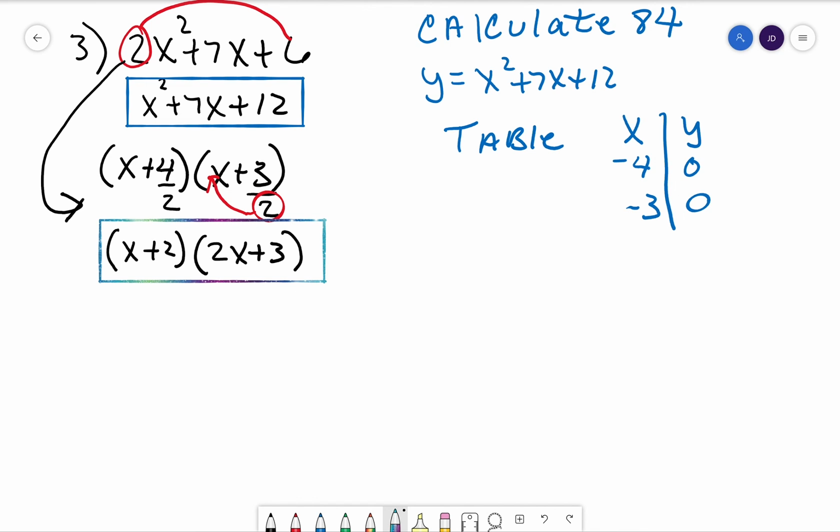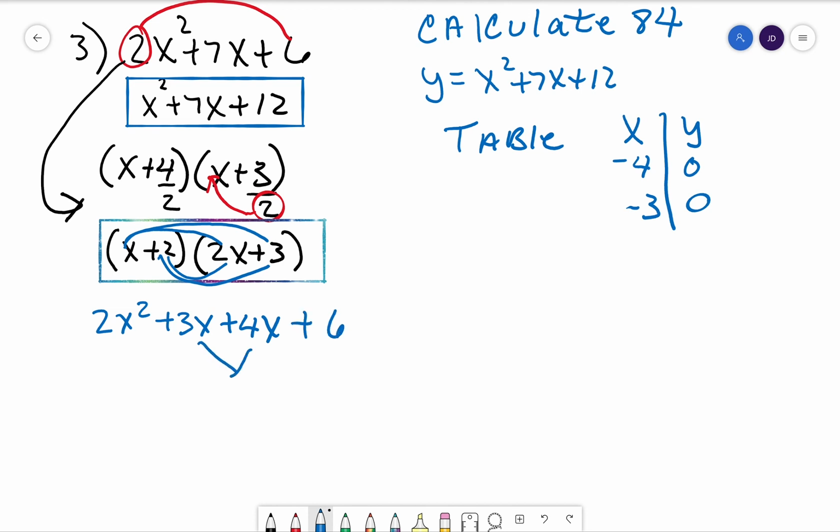Now, how do I check to see if I'm right? Not a problem. I'm going to expand this. I'm going to FOIL this. So x times 2x is 2x squared. X times 3 is plus 3x. 2 times 2x is plus 4x. And 2 times 3 is plus 6.